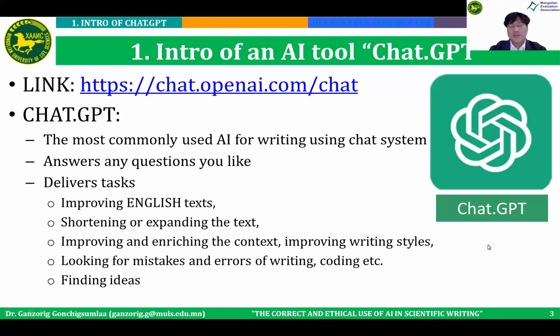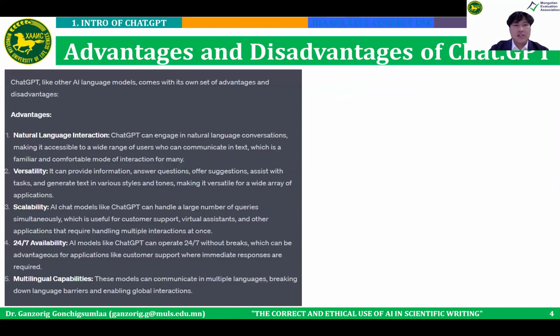So when I see some of your responses on the use of AI, you already mentioned the key uses of those AI. So of course, there are advantages and disadvantages of ChatGPT. So I asked it, what are the advantages and disadvantages of ChatGPT, from itself? So it actually answers like this.